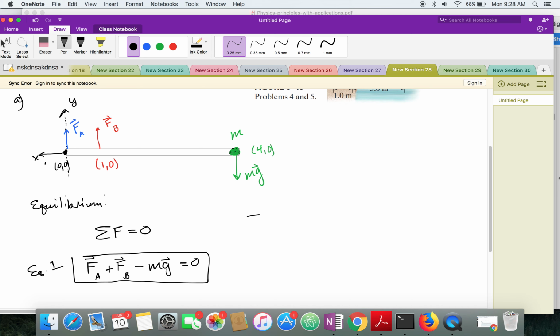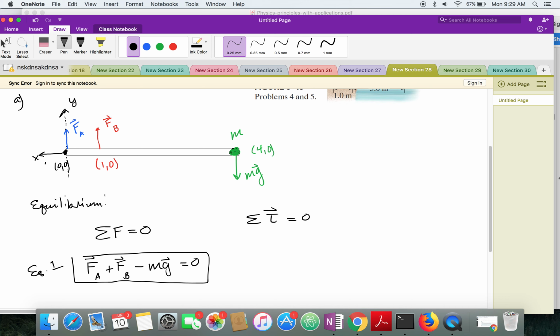The other condition is that the sum of the torques is equal to 0, right? This thing is not rotating around any particular axis. And we can really place the rotation axis wherever we want. Typically, you would place it at the center of mass, but it doesn't really matter. So let's just place it here, at the origin.